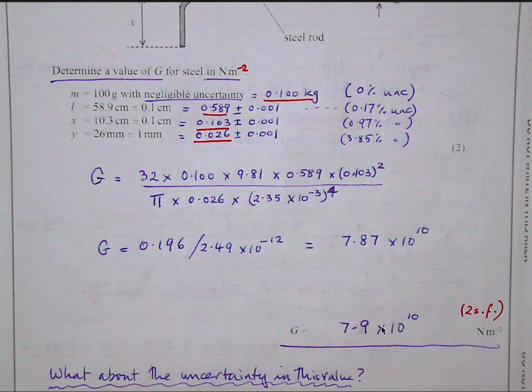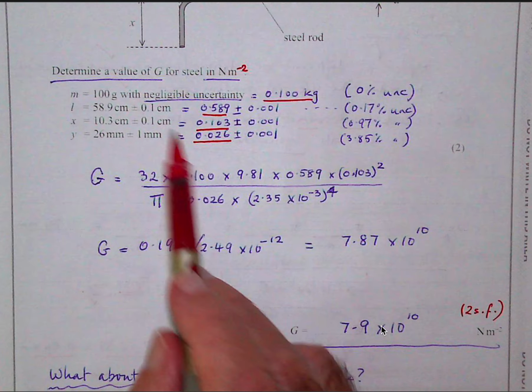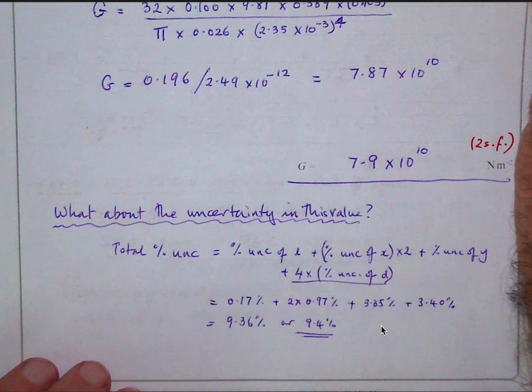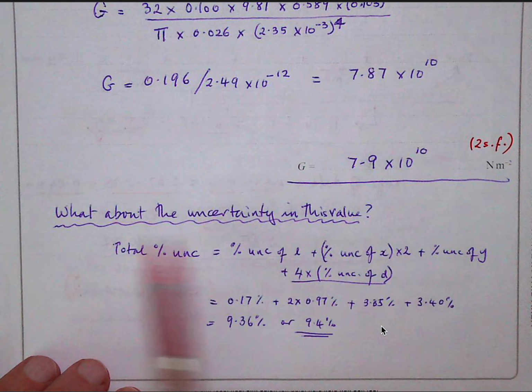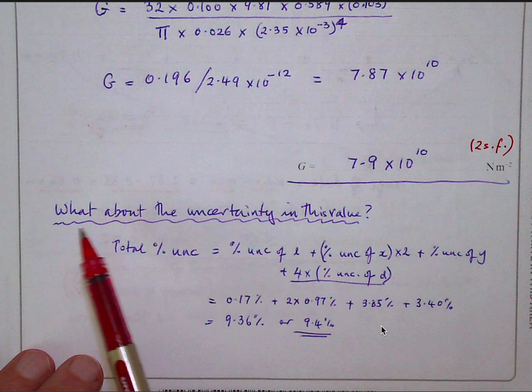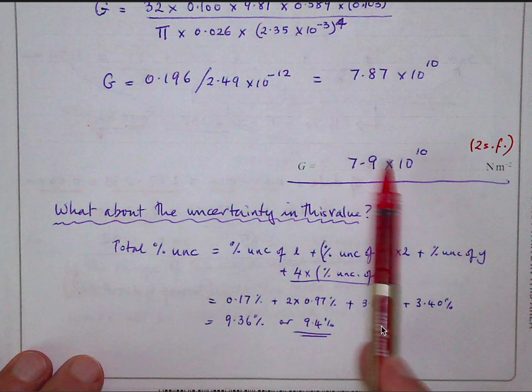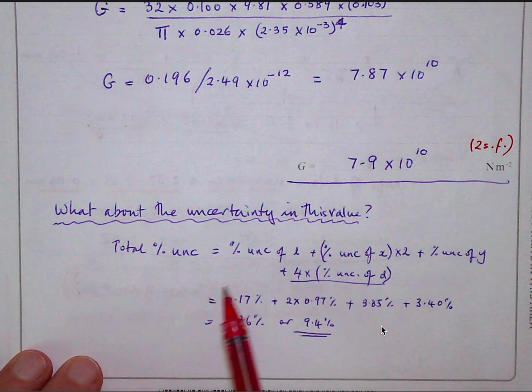I think 3 significant figures would be fine as well. Now, why are they giving you all the uncertainties here? Because they're going to go into uncertainties later. So what I've put at the bottom of this page, because there's a little bit of a gap, is: what about the uncertainty in this value? How certain is this value that we've calculated?